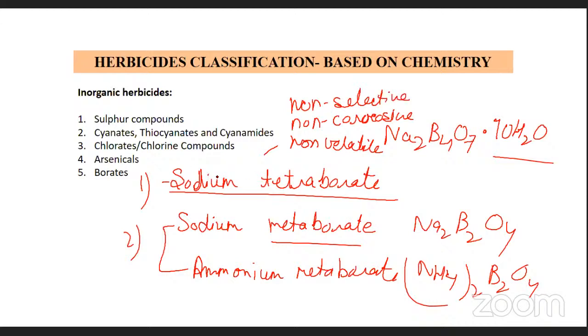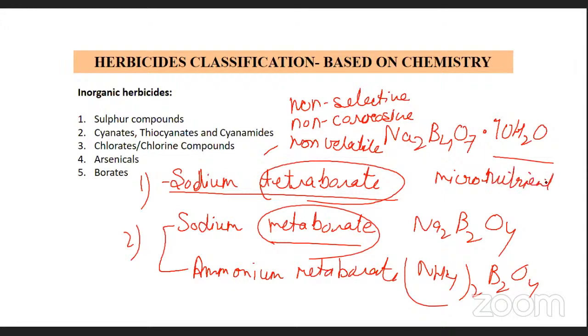This sodium tetraborate or the metaborate is also used as a micro-fertilizer. Can anyone tell me why it is used as a micronutrient fertilizer? Because boron is present in it. We all know that boron is a micronutrient, and grasses are more tolerant than the broadleaf plants here.